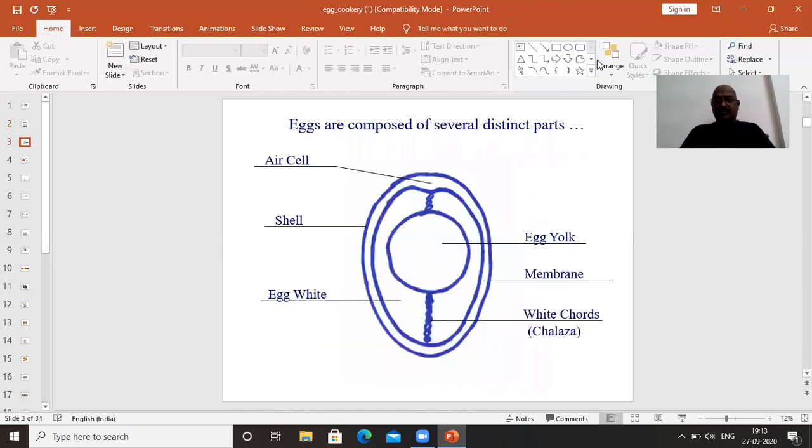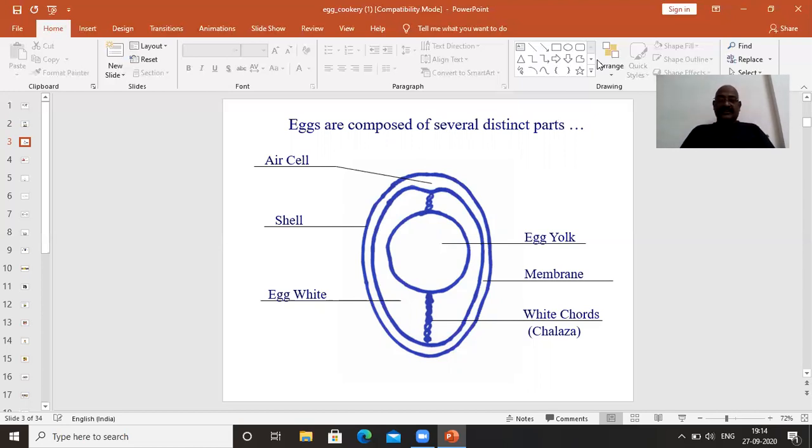When you break the egg, these are the parts you are going to see in a hen egg. Eggs are composed of several distinct parts. So what are those parts? Air cell, shell, egg white, egg yolk, membrane, and chalaza. These are the parts you see when you break the egg and look at the inner part and outer part of the egg.